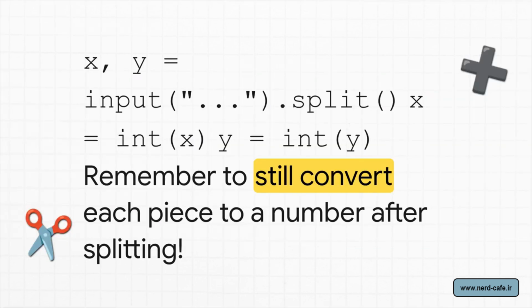Now check out how we can chain all these ideas together. We call input, and then, right on the end of it, we immediately call .split. This one line neatly gives us two variables, x and y. But, and this is important, what was that core rule? Even after splitting, they're still strings, so we still have to convert each one to an integer before we can do any math with them.